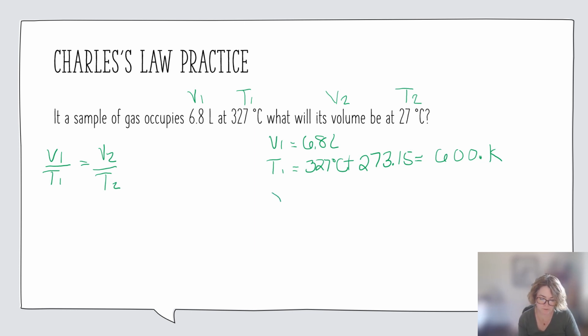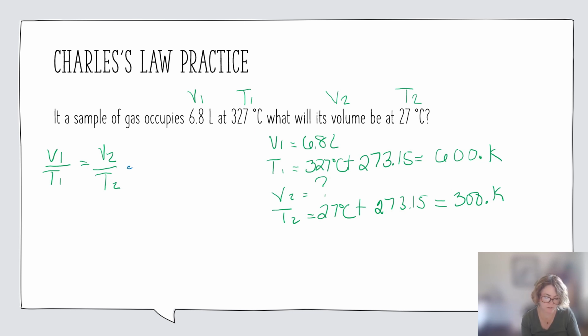All right, I'm solving for V2, and T2 is equal to 27 degrees Celsius, but again, I have to go ahead and convert that to Kelvin, and that is 300 Kelvin. All right, so now it's a matter of rearranging my equation to solve for V2.